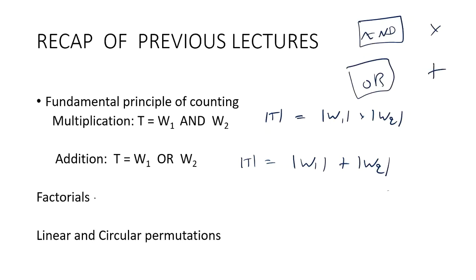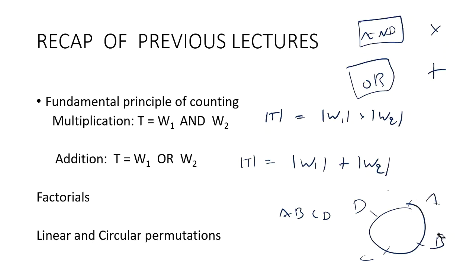And then we have defined factorials. By this time you are familiar with factorials, so I'm not recalling them. Then we defined linear and circular permutations. In a linear permutation, we arrange things in a row, whereas in a circular permutation, we arrange things in a circle. The difference is that in a linear permutation, we have the notion of first position, second position, and so on up to the last position, whereas in a circular permutation, we don't have first position, second position, and so on.